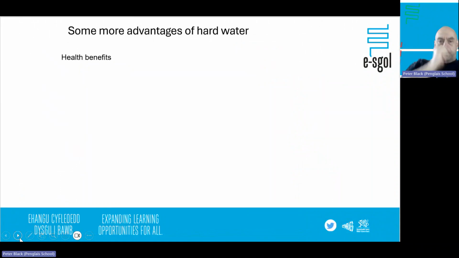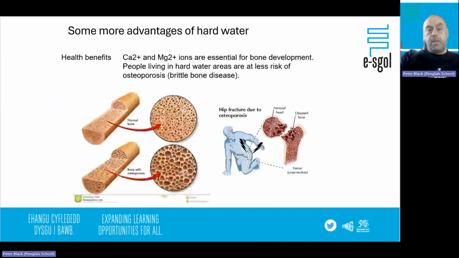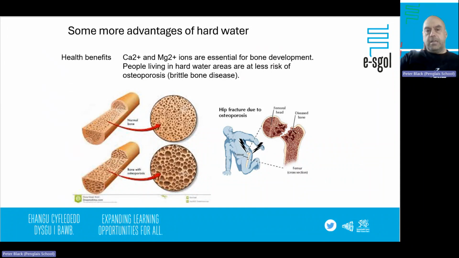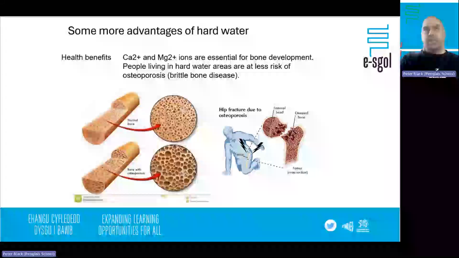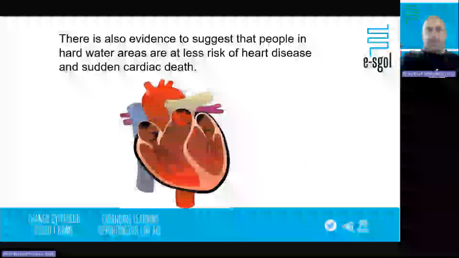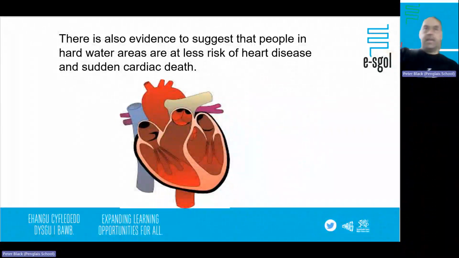There are much better benefits, though, to living in a hard water area, and one of those is the health benefits. So for example, one of the health benefits of living in hard water areas. Obviously, we all know calcium, magnesium is good for your bones. If you live in a soft water area, you're not getting the benefit of calcium, magnesium, and therefore your bones can become more brittle. It's actually a disease called osteoporosis. There's also been shown that if you live in a hard water area, you're less likely to suffer from heart disease or sudden cardiac death. So there's a benefit to health in terms of that.